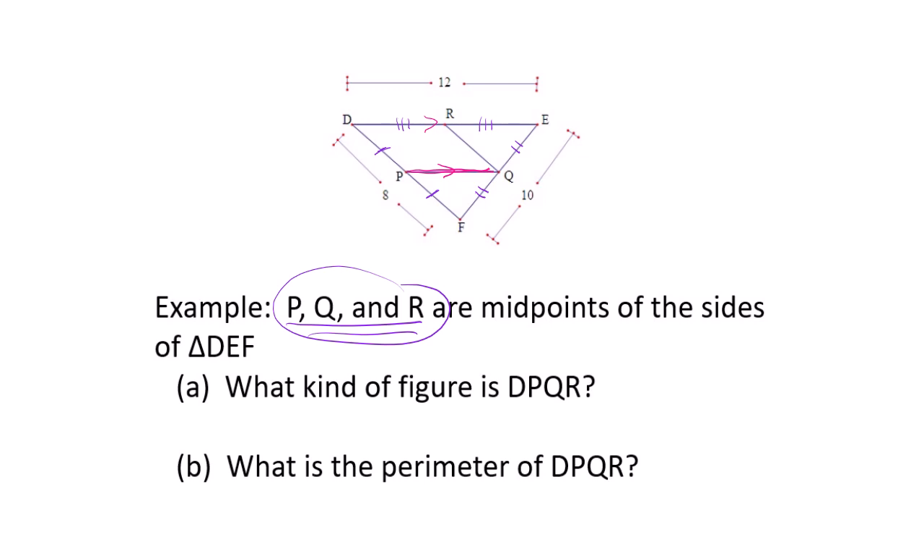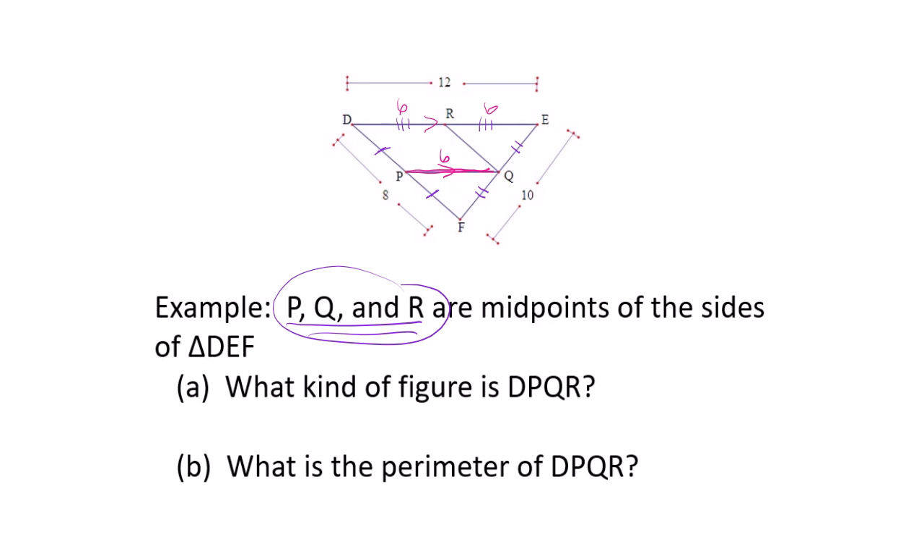We also know that PQ is half of DE. DE is 12 here, so PQ is going to be half of 12, which is 6. We also know this is going to be 6, because DE is split into two congruent segments, so that's 6, and that'll be 6 as well. So we can start filling these things in.